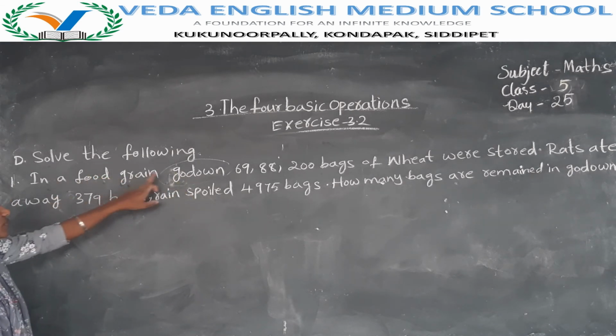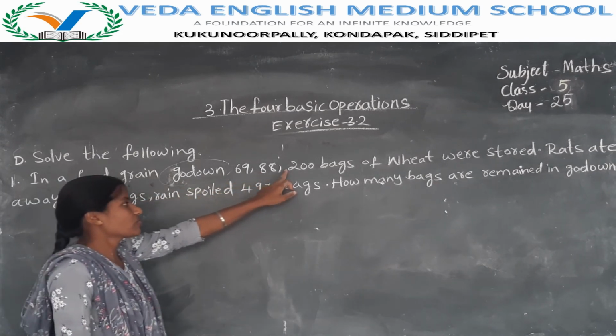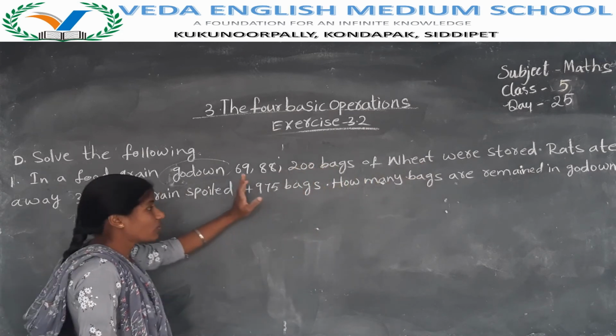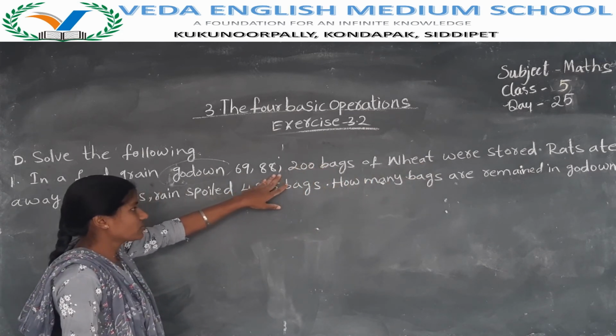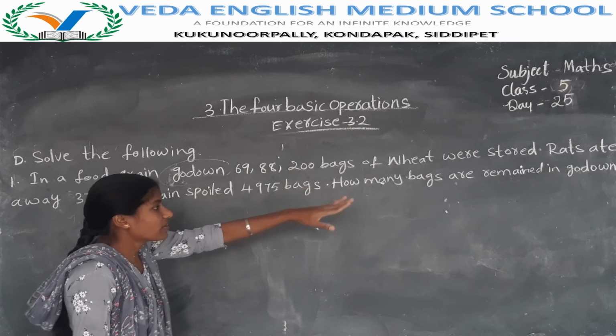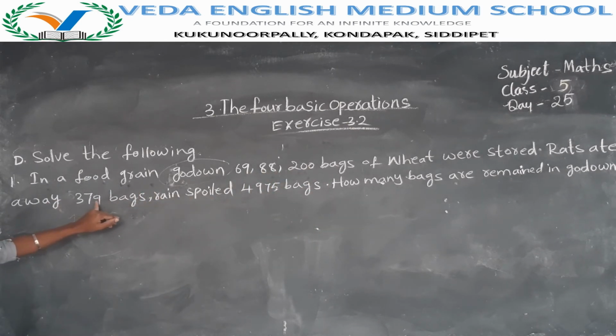In a food grain godown, 69,88,200 bags of wheat were stored. Wheat means గోధుమలు. ఆ ఫుడ్ గ్రెయిన్ గోడౌన్ లో ఎన్ని గోధుమల బ్యాగ్స్ స్టోర్ చేశారంట? 69,88,200 bags. Rats ate 379 bags.